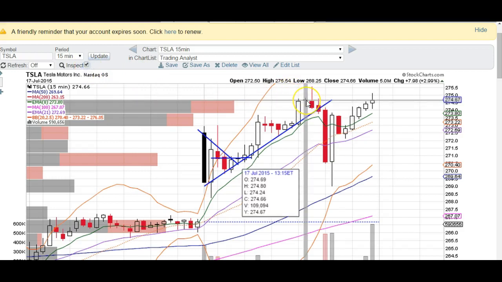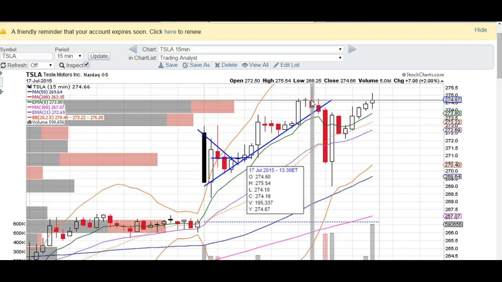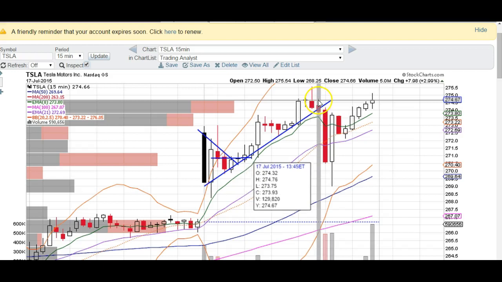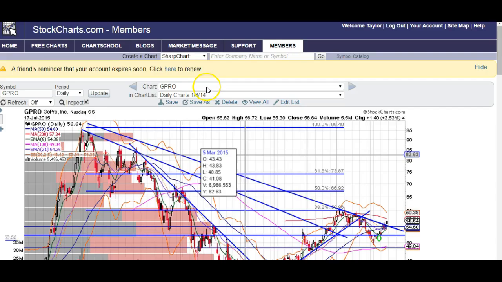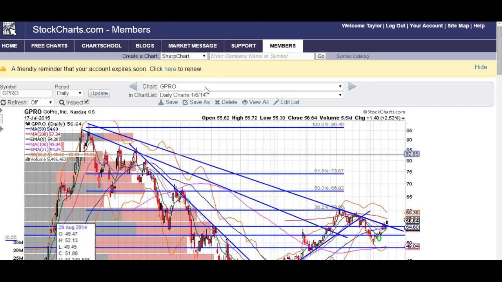Right around here, let's see, what time is this? This is right around 2 o'clock. Yeah, this is 1:30. That's military time, or global time rather. 13:30 is 1:30. So that was right before they made the news announcement about the battery packs. We wanted to be out of this trade before the news announcement came, because we were looking at the daily chart as well.